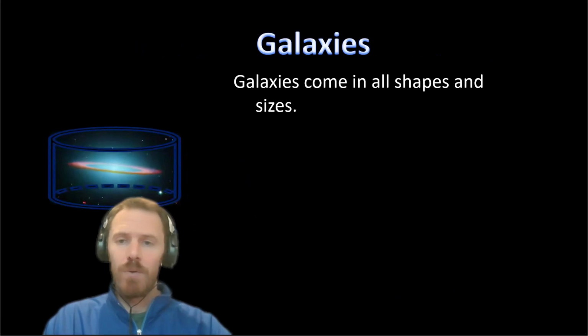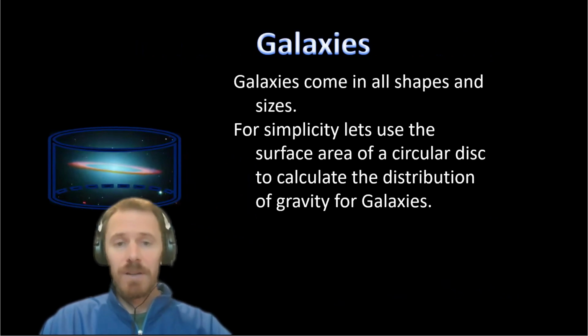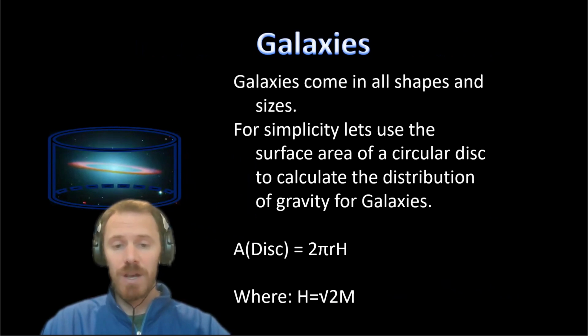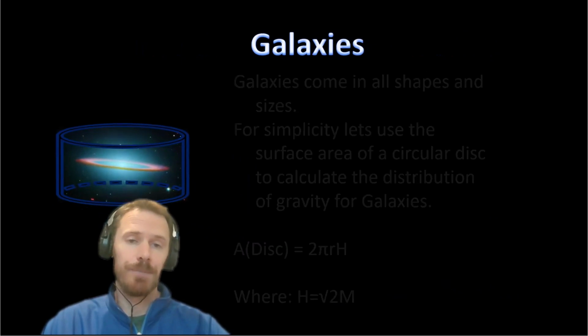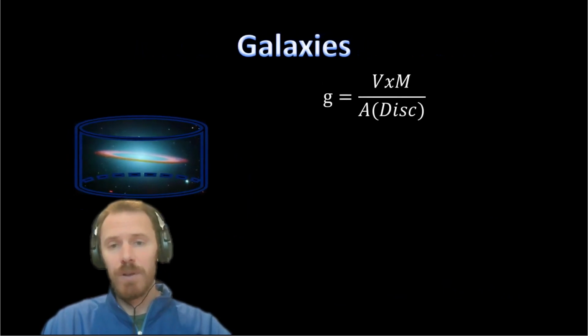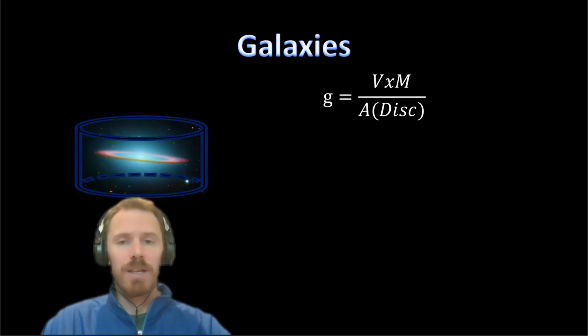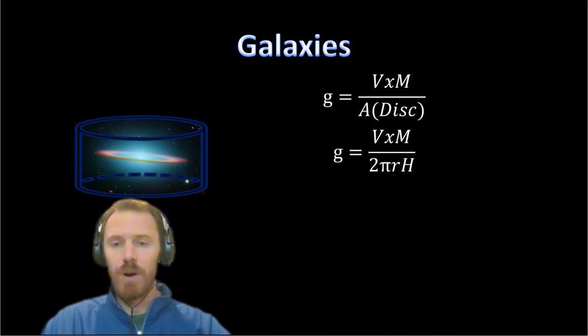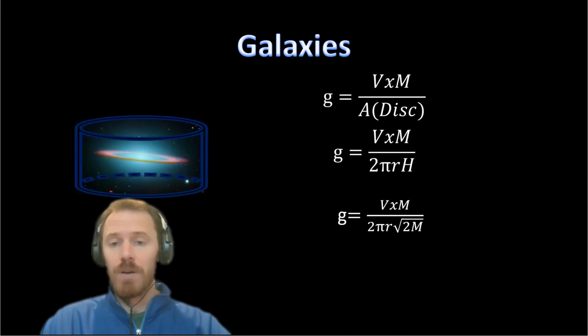So, galaxies come in all shapes and sizes. For simplicity, let's just use the surface area of a circular disk to calculate the distribution of gravity for galaxies. So, the surface area of a circular disk is equal to 2 pi r h, and we are calculating h as the square root of 2 times the mass. So here is our new formula. Gravity equals Vxm divided by this distribution of gravity. And in this case, we're using a disk, which is 2 pi r h. And so we can say that gravity equals Vxm divided by 2 pi r square root of 2 times the mass.